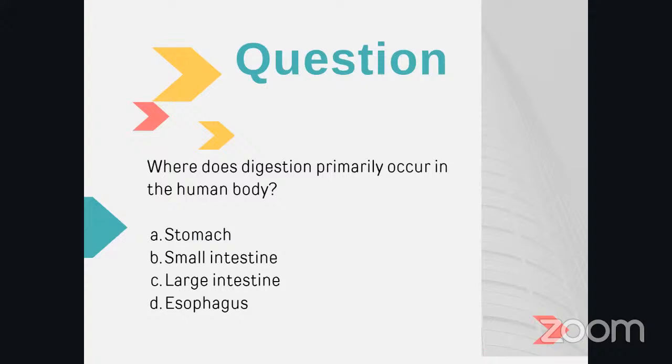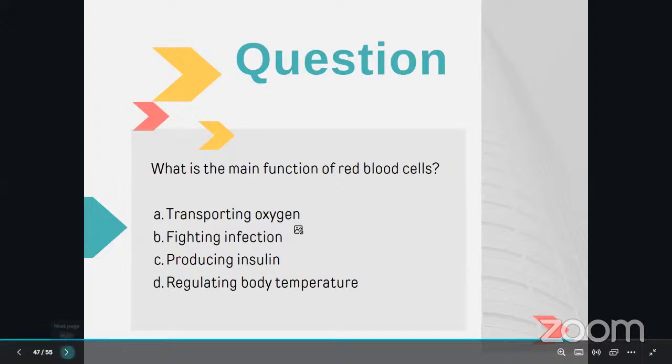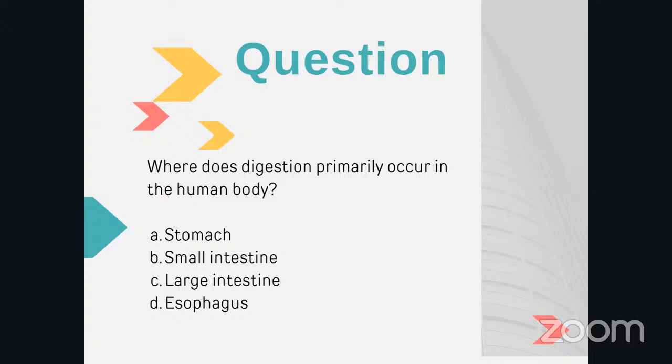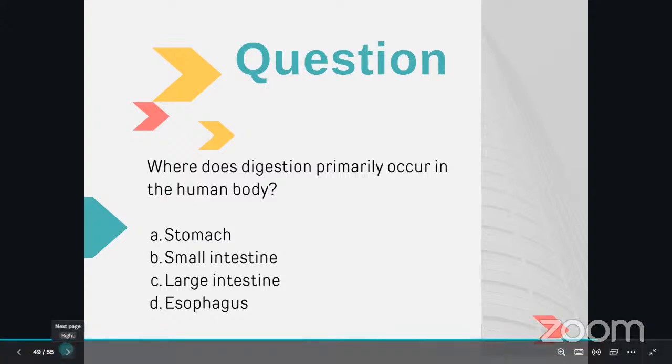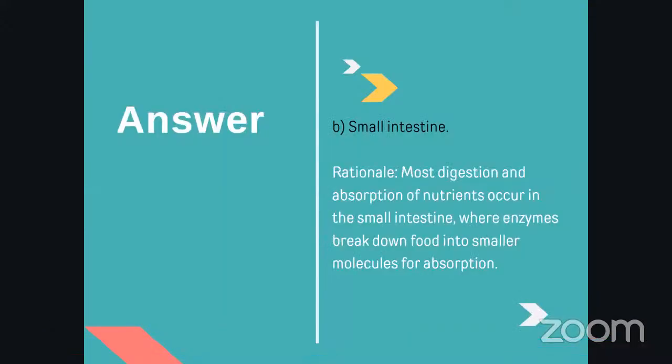Alrighty, where does digestion primarily occur in the human body? Is it the stomach, the small intestine, the large intestine, or the esophagus? Let's check our answer. It is your small intestine. That's where most of your digestion occurs, and that's where most of your absorption of nutrients occurs.